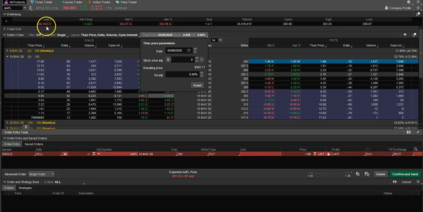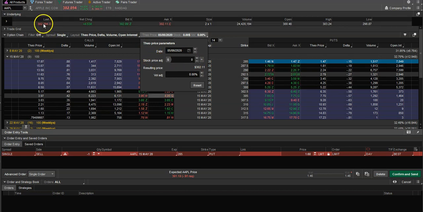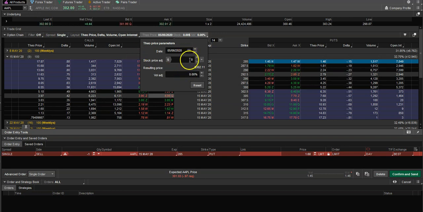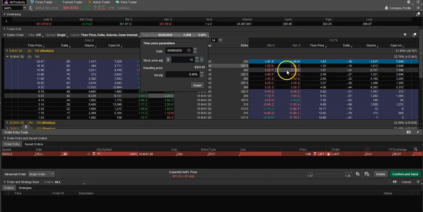So let's say Apple's at 302 even right now, right? Let's say we think it's going to rally $3. So we're going to go 3.00. Okay, adjust volatility. Chances are volatility is not going to move up or down within the next $3 move. So we're going to leave that for right now, and then we press enter and we go and look at our Theo price.